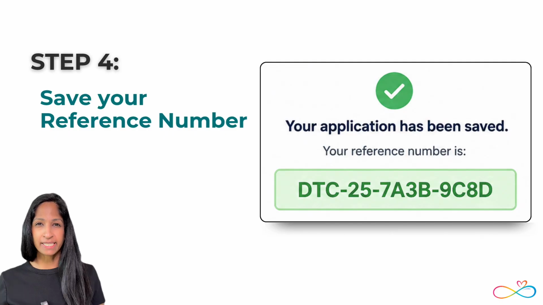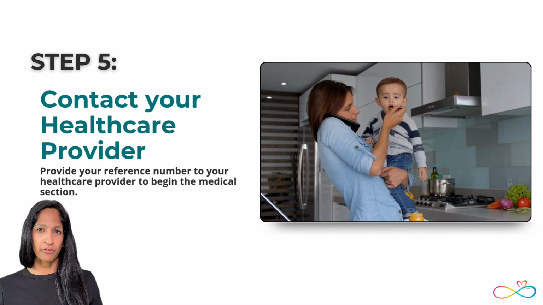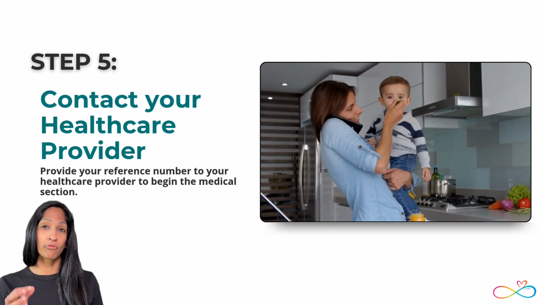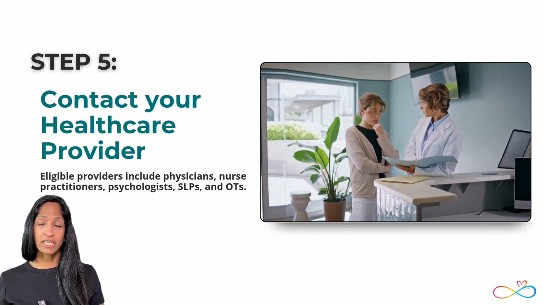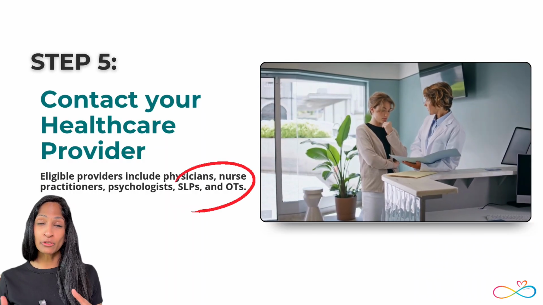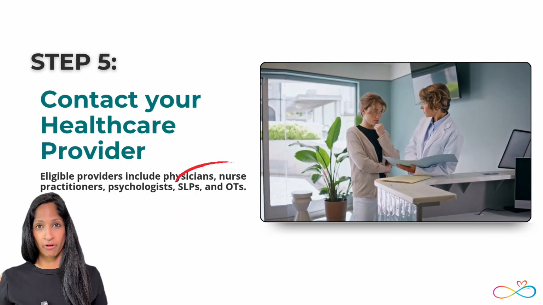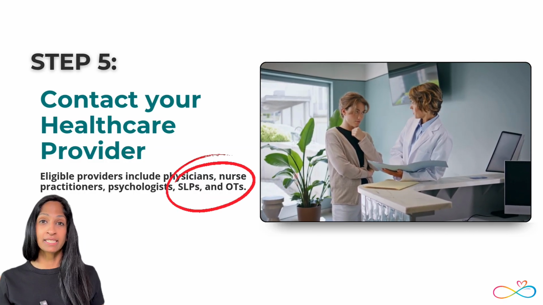Step number 4 is you receive a reference number. This is the number that you will have to give to your healthcare provider in order to complete the medical section, which is the most important section of this entire application. I cannot stress that enough. Step number 5 is contact your healthcare providers and provide them with the reference number. Depending on your child's situation, this may include a physician, a nurse care practitioner, a psychologist, but also a speech language pathologist and an occupational therapist. Those last 2, SLP and OT, are some of the changes that CRA has made.